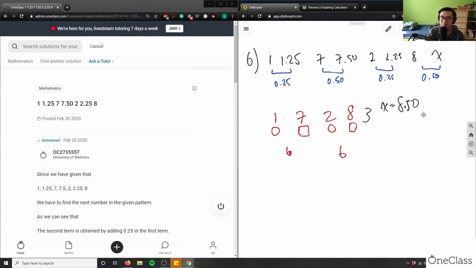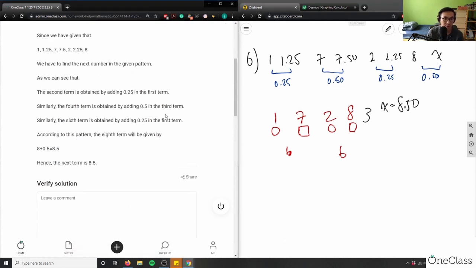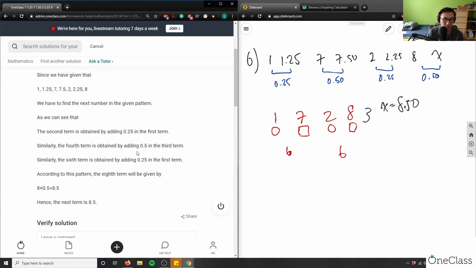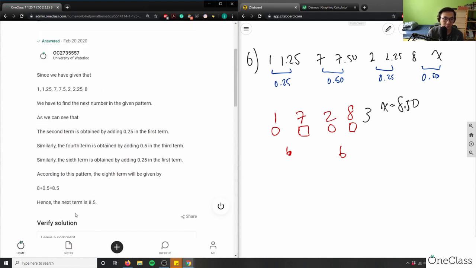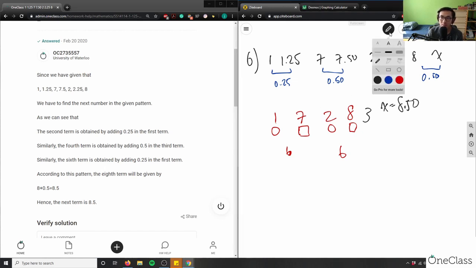So what we can do is actually write an algebraic equation. Let me see if they do that here. I don't think they do that here, but they just use logic like I did to solve for this one. It says here, second term is obtained by adding 0.25. That's good. Fourth term is 0.5, and then the sixth term is 0.25. That's good. So every even term, I'm adding 0.25 from the previous term, and then what I can do is I am going to add basically 6 from the odd terms, right?